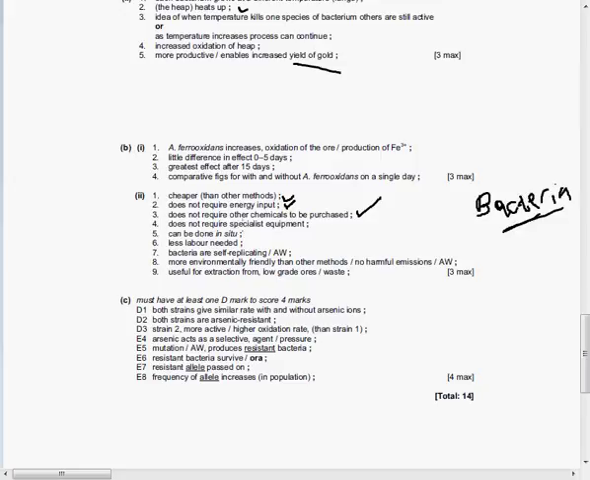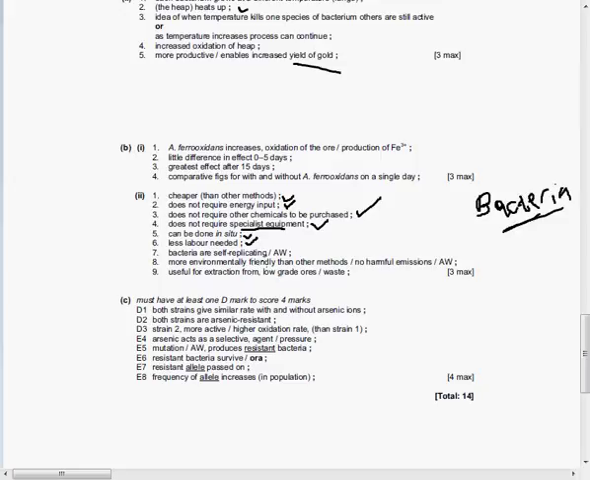Then it does not require specialist equipment. No need of, as I said, those electrodes and all those things. No need of specialist equipment. You just take this bacteria, you keep them inside any container. It can be done in exactly the same region where the mining took place. Then less labor needed. Even this is understood because bioleaching is at the same point, so obviously less labor.